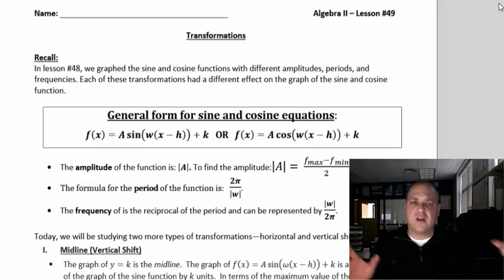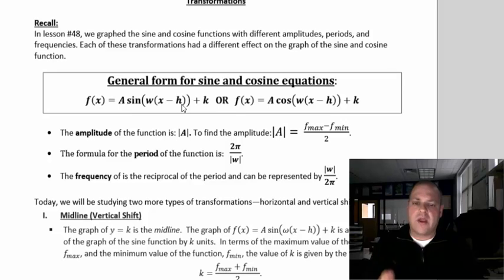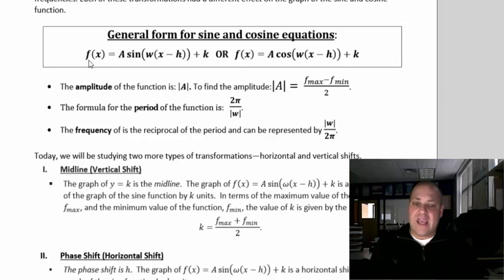So phase shift is a horizontal shift. So this is all review here. Recall the general form, A sine W x minus H plus K, and then the same thing for cos. Amplitude is the A. That's the formula for amplitude. We did that in the last lesson. Formula for period is 2 pi divided by W, and frequency is just the flip of that.